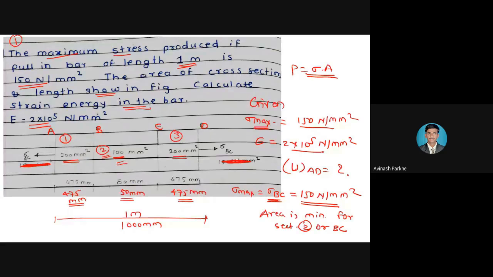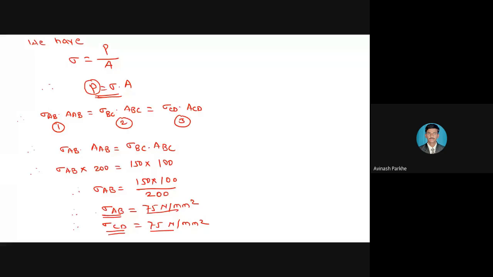Similarly, in the first problem we solved, we have three sections: section AB, section BC and section CD. What I have done: the stress in the middle section is given as 150 Newton per mm square, because stress is maximum where area is minimum. For the middle section, the area is minimum, which is 100 mm square. For section 1 and section 3, the area is 200 mm square. So by using this 150 Newton per mm square, I calculated the stress induced in AB and CD.